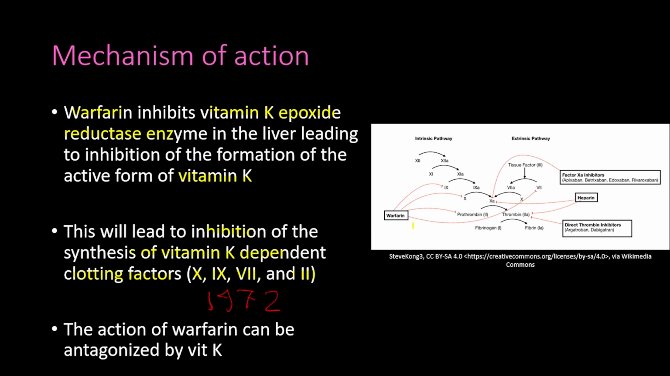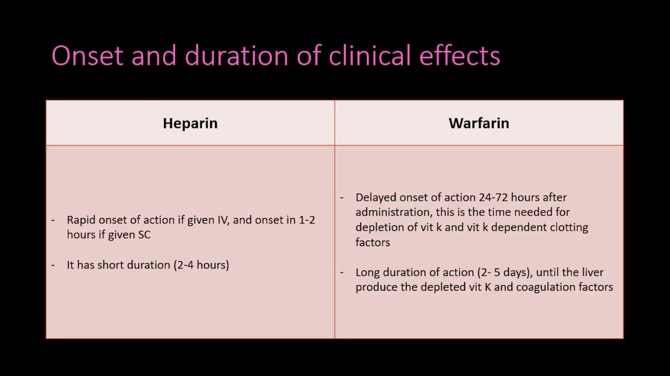So on this picture here, the warfarin works to inhibit factor 2, factor 10, factor 9, and factor 7. And the action of warfarin can be antagonized by giving the patient vitamin K. Now let's talk about the onset and duration of the clinical effects.